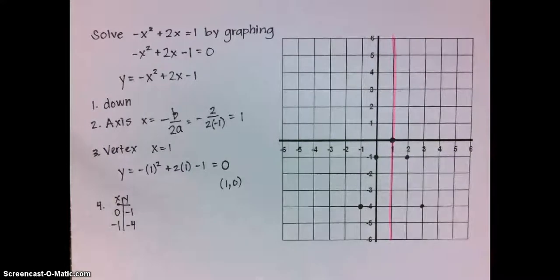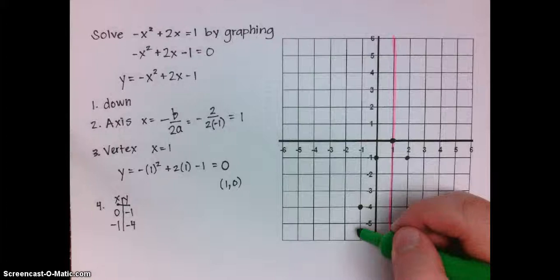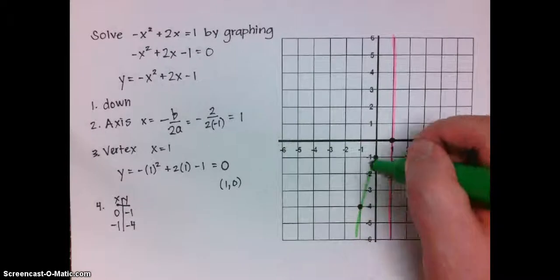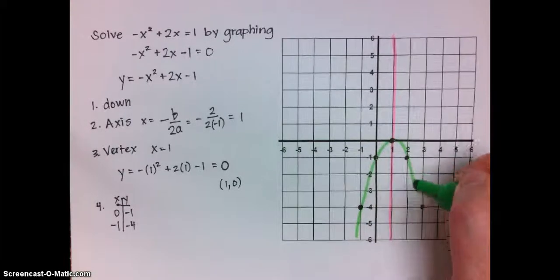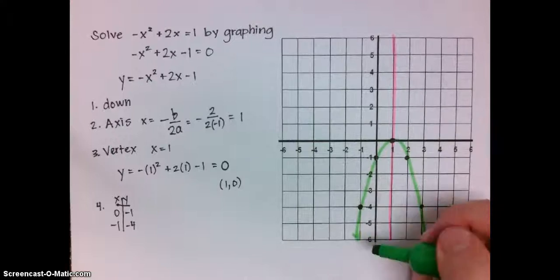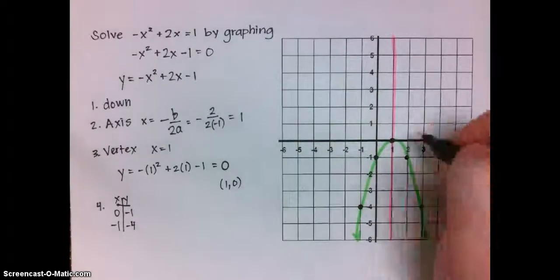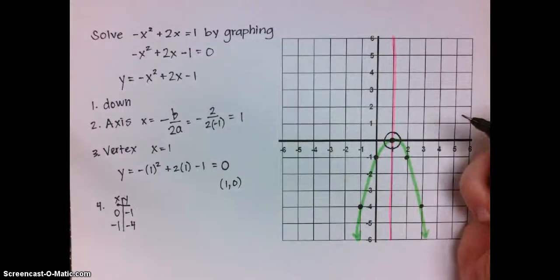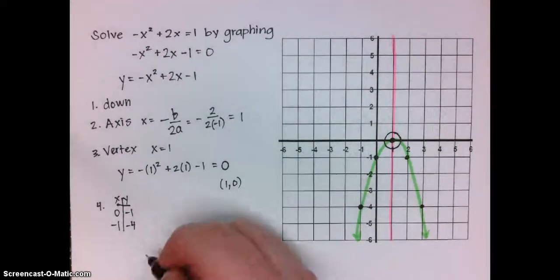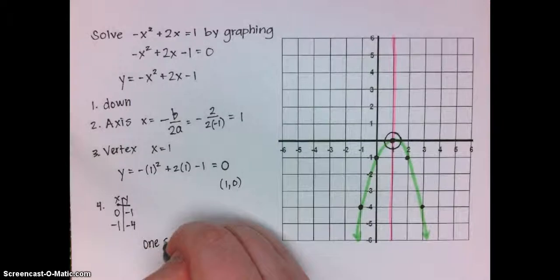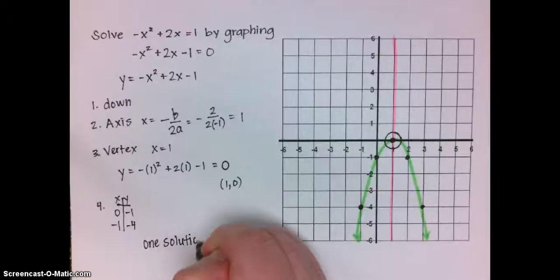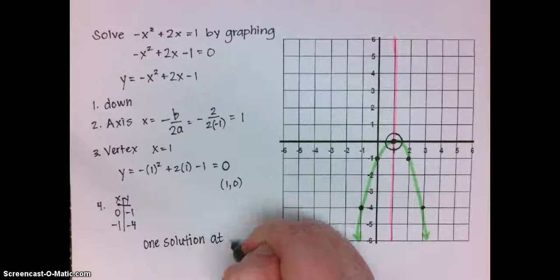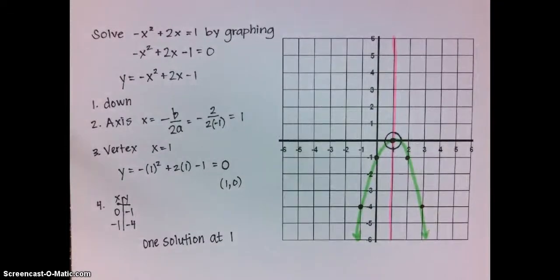And now I can graph this parabola, and it is pointing downward. And you know what? I only see one place where this function is crossing the x-axis. So that means it's only going to have one solution. So it's going to have one solution at positive 1, and that is my answer. Okay, let's do one more example.